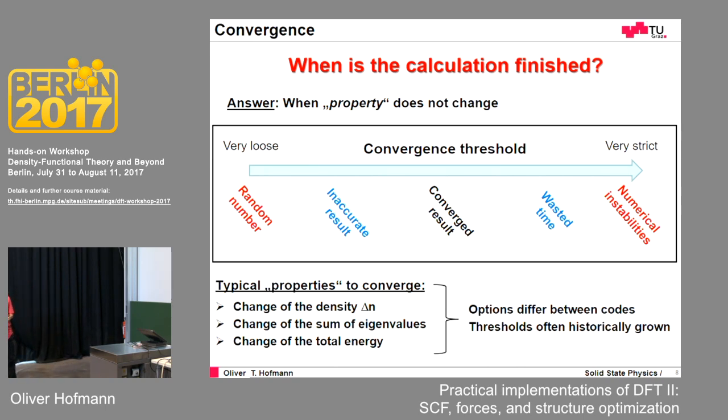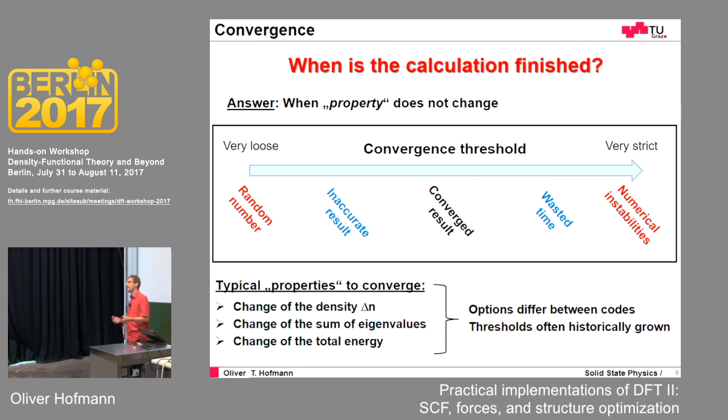A second part that I wanted to say at this point is that not only do the objects differ between codes, but also the threshold for convergence is something that people tend to not think about too much, and they're often historically grown. I can just tell you as an anecdote, I did my PhD already in Graz quite a while ago. I left Graz for basically half a decade. When I came back, people were still using the same input files that I had used back then. They were just copied.